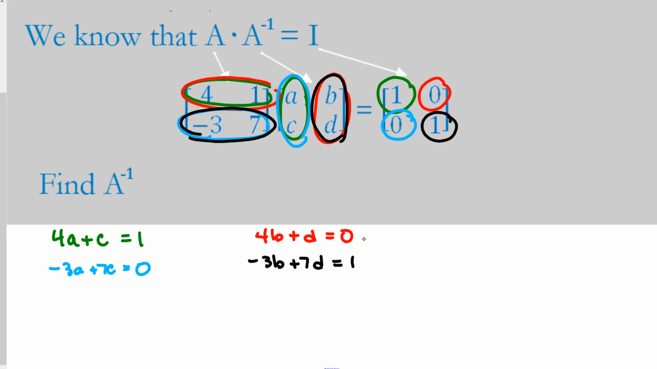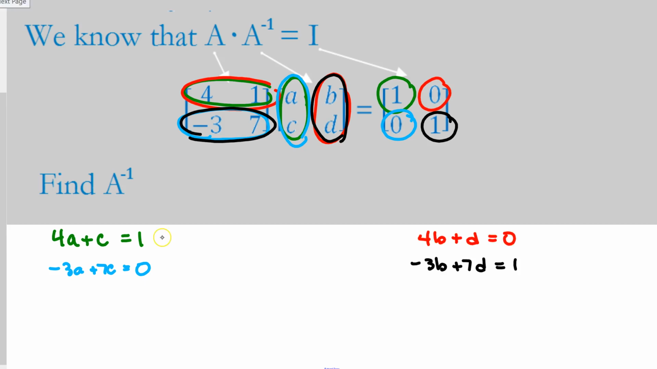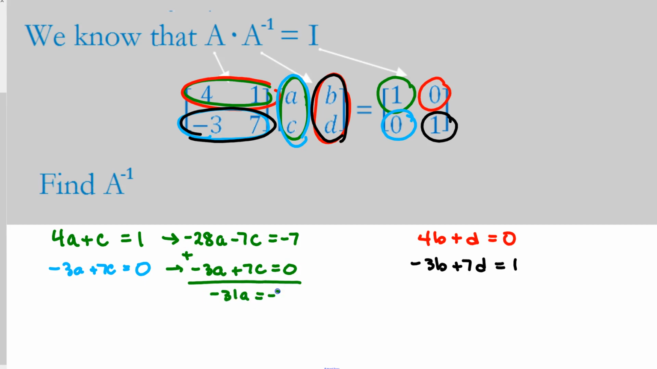So what we have here are two systems of equations with two unknowns in each. So let's go ahead and solve these systems to figure out the values of A, B, C, and D. Okay, in the first system, I'm going to take the first equation and multiply it by negative 7. So negative 28A minus 7C equals negative 7. I'm going to leave the second equation alone, negative 3A plus 7C equals 0. And I'm going to add these to eliminate the C. So negative 31A equals negative 7.